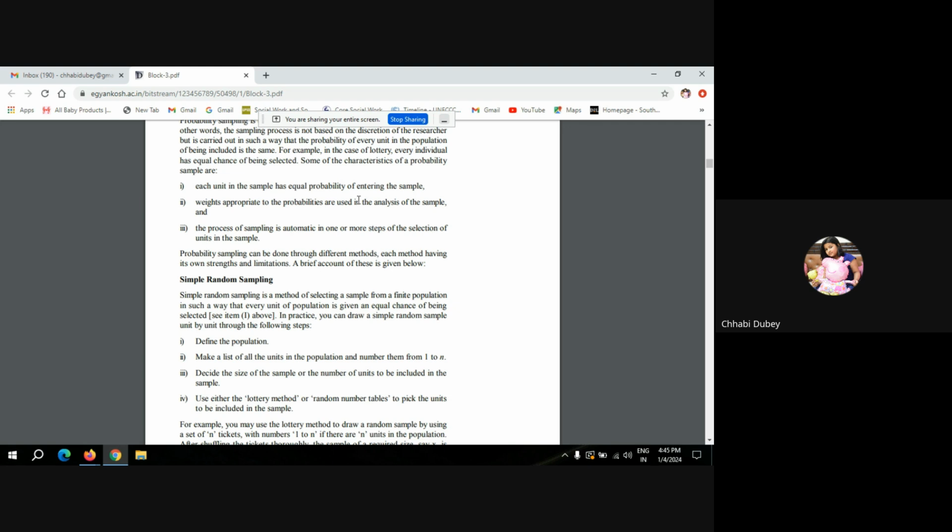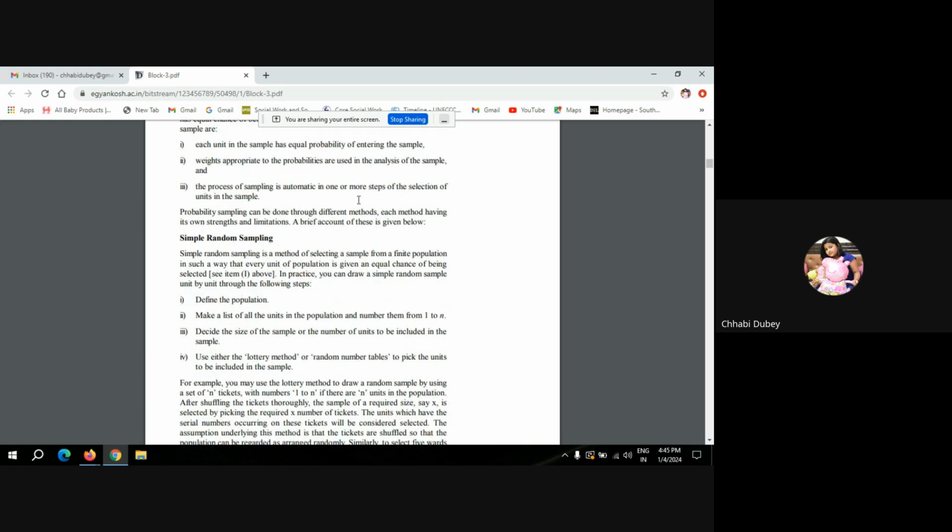So here, what are the steps that we are going to follow? We will first define the population. We will make a list of the units that are there in the population and the number. Then we are going to decide the size of the sample, or the number of units that have to be included in the sample. And we use either the lottery method or the random number tables to pick the units that have to be included in the sample. So this is a form of simple random sampling.